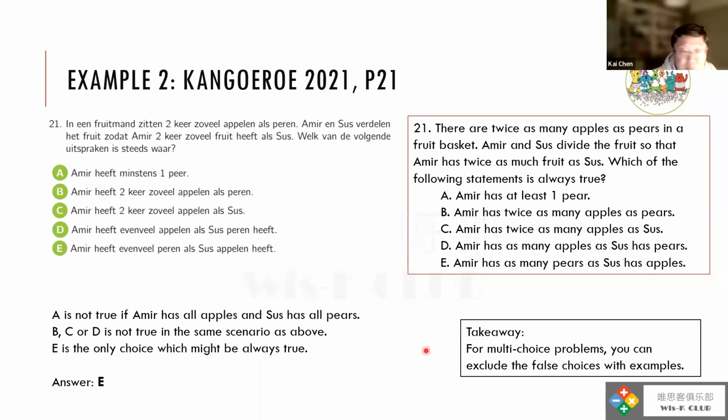So if I can exclude A, B, C, D, then of course I don't need to think about other examples. I don't need to solve for the exact numbers that both guys have, and I can say E is the right answer because A to D are all false choices.